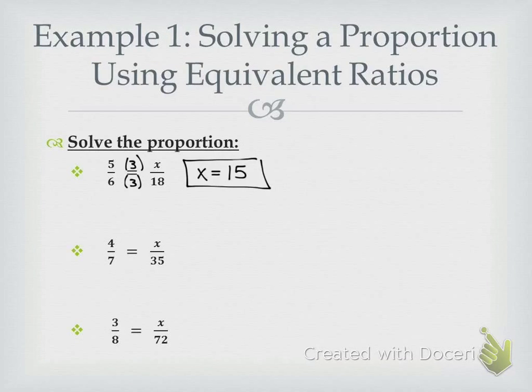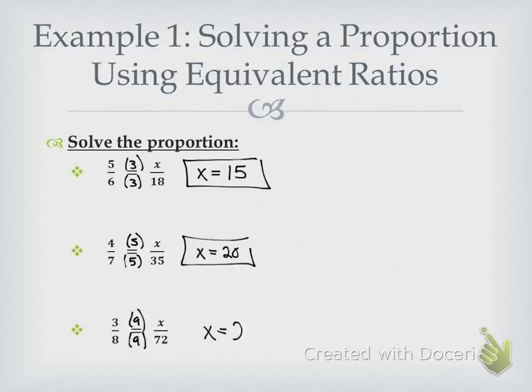What was the missing link on the second one? It was 5, and then x equals 20. Very good, x equals 20. What about the third one? Missing link was 9, and then x equals 27. Who got both of those right? Pretty simple, okay? Equivalent ratios.